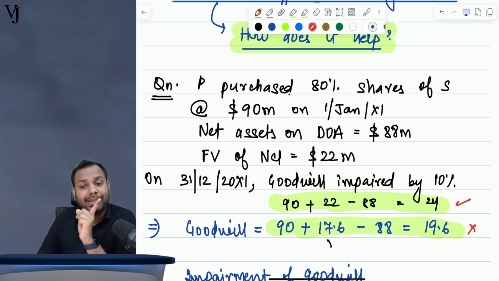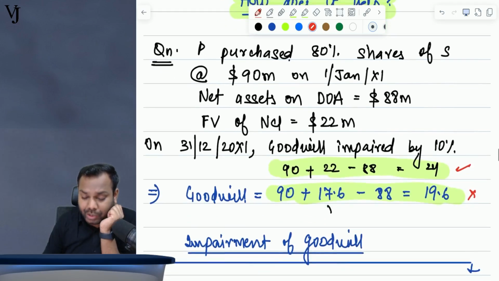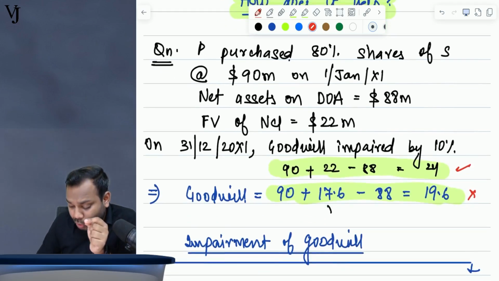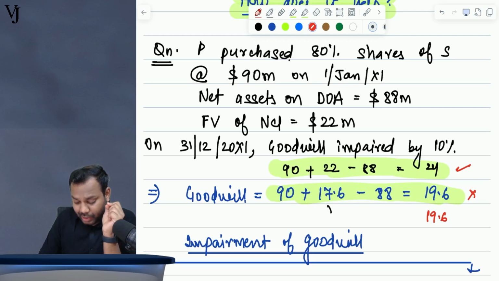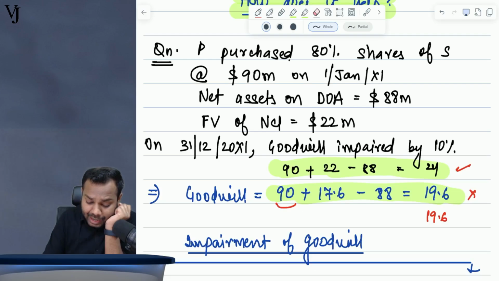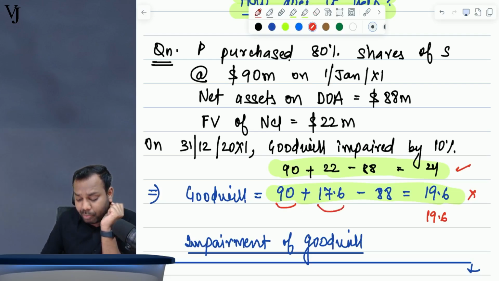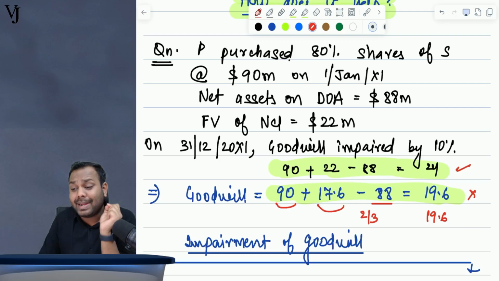But understand, if there is a student who simply writes goodwill is 19.6, he will fetch 0 marks. But if there is a student who has written that investment is 90 and NCI is 17.6 and net assets is 88, and then my goodwill comes to 19.6, then that student will fetch 2 out of 3. But if you are writing simply 19.6, that student will score 0.